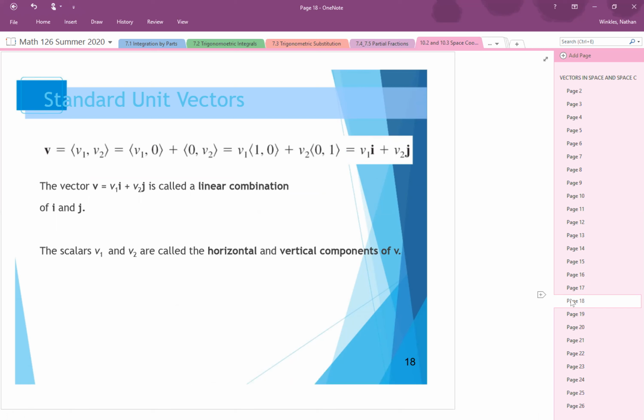So v can be represented as v1, v2, which is v1, 0 plus 0, v2, which is v1 times 1, 0 plus v2 times 0, 1, or v1 i plus v2 j. When we write it in terms of this last piece, v1 i plus v2 j, we're creating the linear combination of i and j. The scalars v1 and v2 are called our horizontal and vertical components. In your physics class, you probably talk about breaking down your force vectors into your x and y components. That's the same idea of what we're doing here.